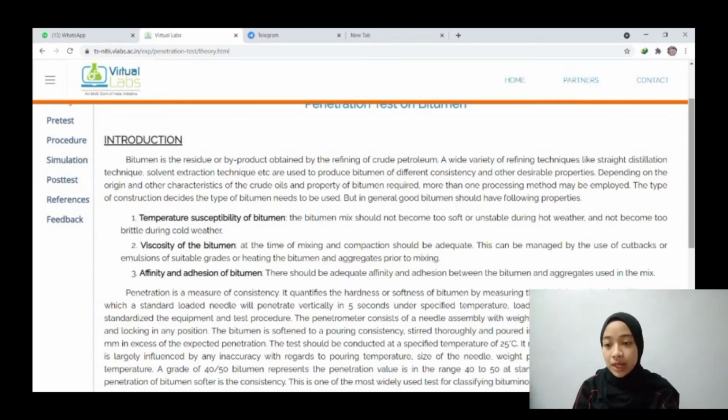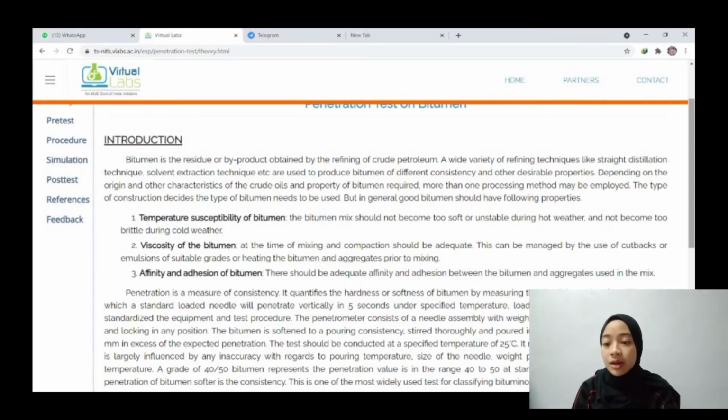Number 2. Viscosity of the bitumen. The viscosity at the time of mixing and compaction should be adequate. This can be managed by the use of cutback or emulsion of suitable grades or heating the bitumen and aggregates prior to mixing. Number 3. Affinity and adhesion of bitumen. There should be adequate affinity and adhesion between the bitumen and aggregates used in the mix.